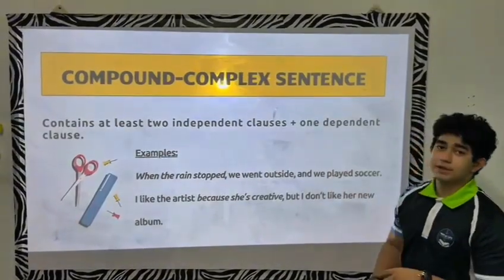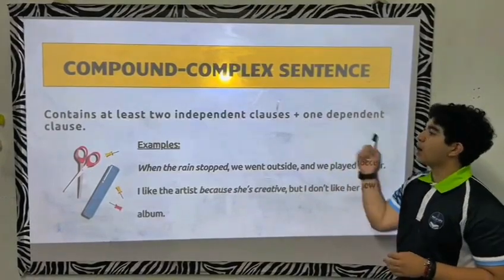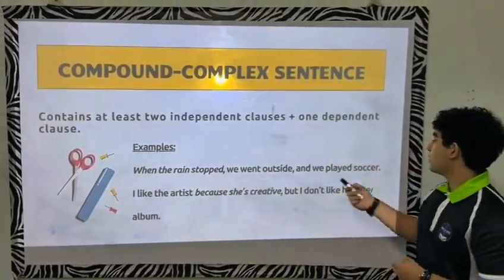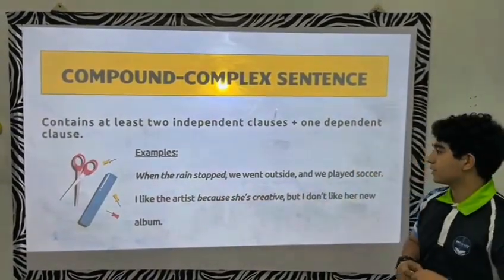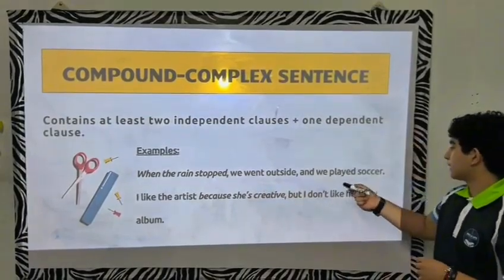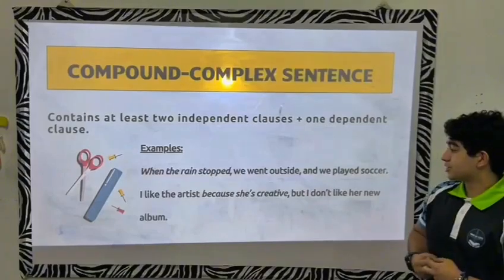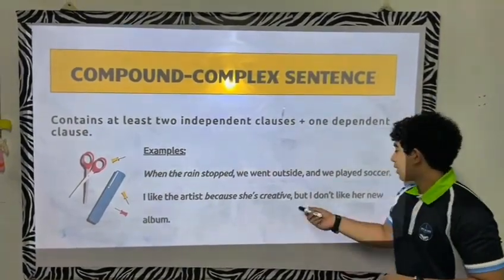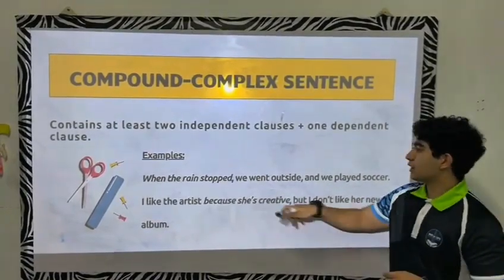The fourth type of sentence is the compound-complex sentence. It contains at least two independent clauses plus one dependent clause. An example: When the rain stopped, we went outside and we played soccer. We identified "when the rain stopped" as our dependent clause, and "we went outside" and "we played soccer" as our two independent clauses. Another: I like the artist because she's creative, but I don't like her new album. "I like the artist" and "I don't like her new album" are the independent clauses, and "because she's creative" is the dependent clause.